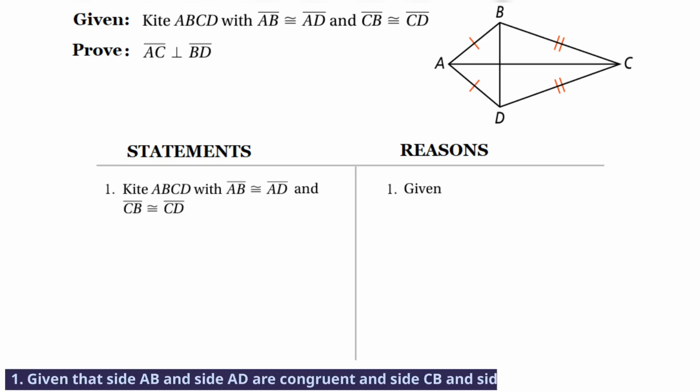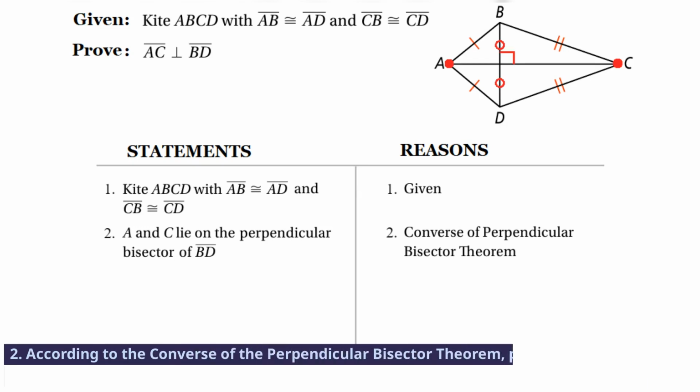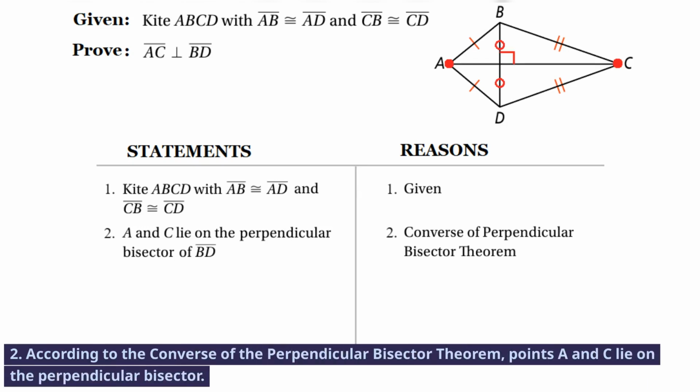1. Given that side AB and side AD are congruent and side CB and side CD are congruent. 2. According to the converse of the perpendicular bisector theorem, points A and C lie on the perpendicular bisector.